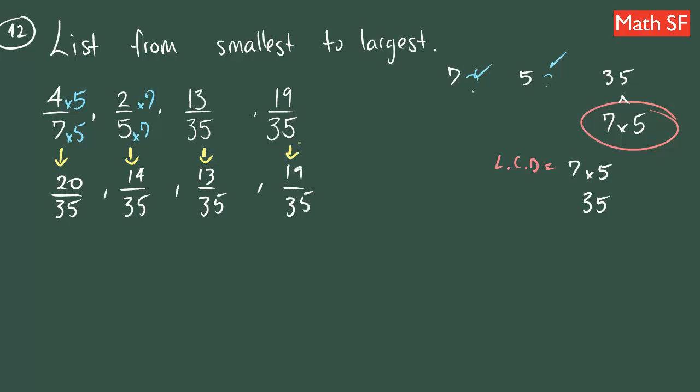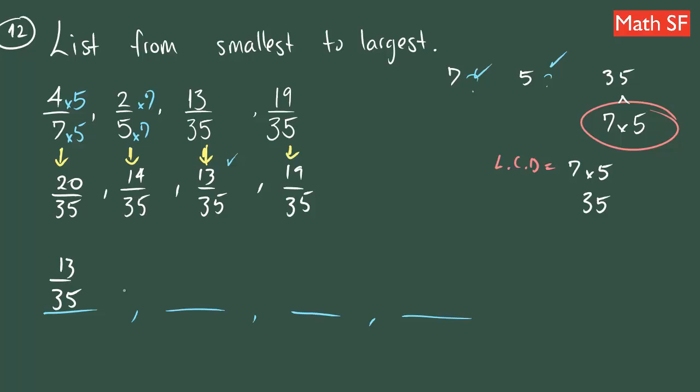Now it's time for us to compare which of them is the smallest one. So we're going to have 4 fractions. What I particularly do here is put 4 spaces to fill out, 1, 2, 3, 4, so I list from the smallest to the largest or vice versa. So I have a 20, 14, 13, and 19. Well, the smallest of all of them is the 13 over 35. So the smallest will be 13 over 35.